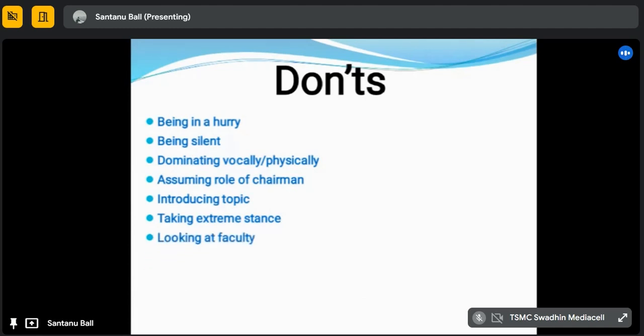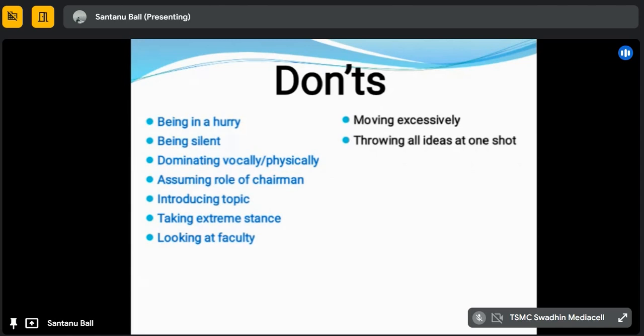Now, the next point I want to focus on is: don't look at the faculty. Obviously, we can't look at the faculty or the panel. Okay. Now, the next point I want to focus on is: don't move excessively. Obviously, these are the frequently used things.